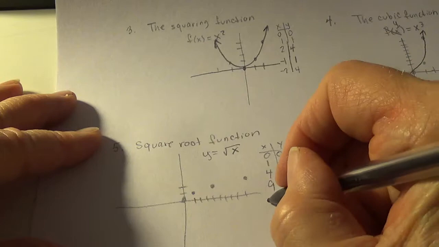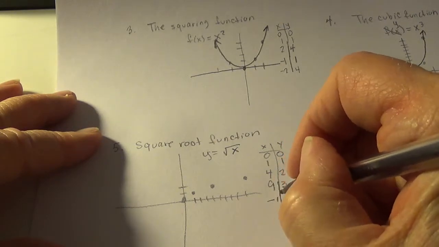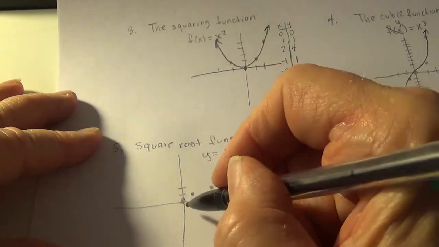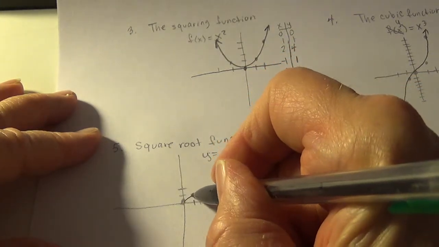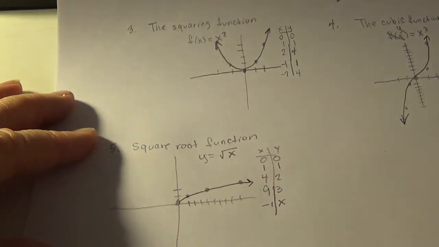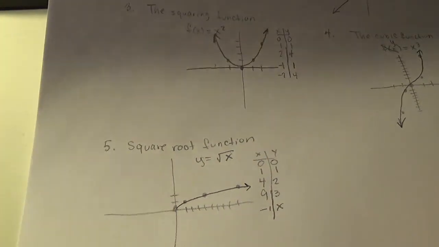We cannot have the square root of a negative number. So therefore it starts abruptly at 0, and there we go. It's rising but slowly.